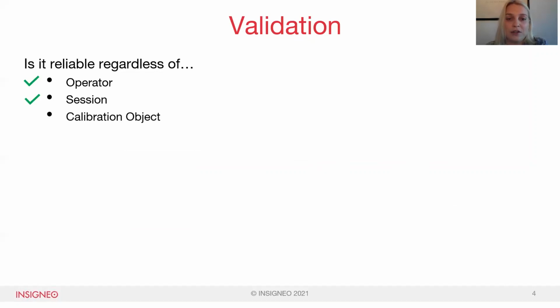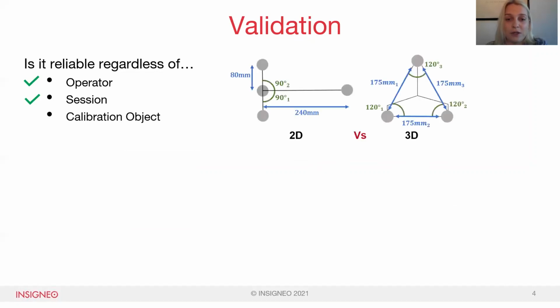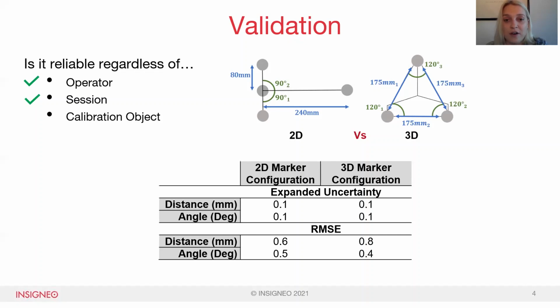Additionally, we had to ensure that different calibration objects could be used. To do this, we performed the check on 2 different calibration objects. And again, we can see that there are very minimal changes between the 2.